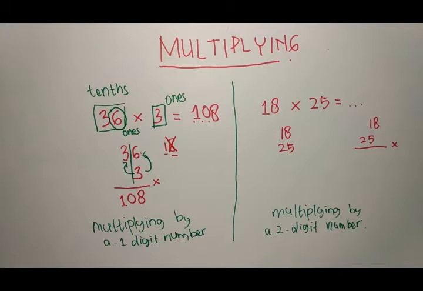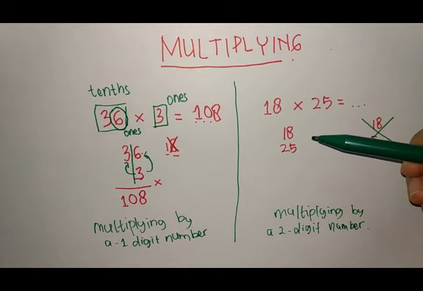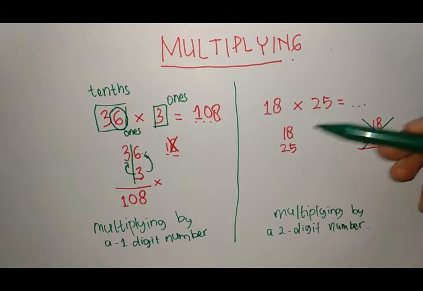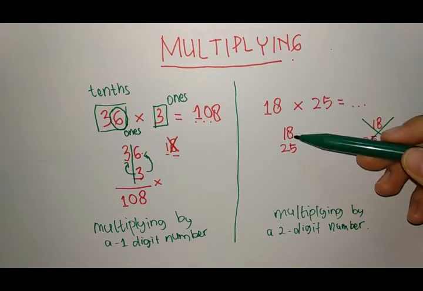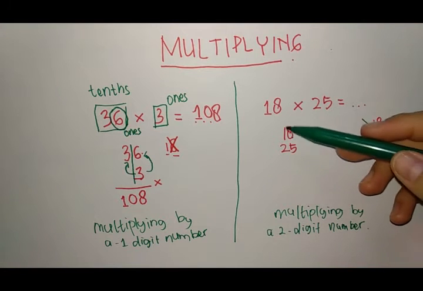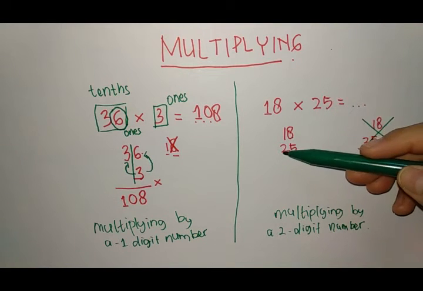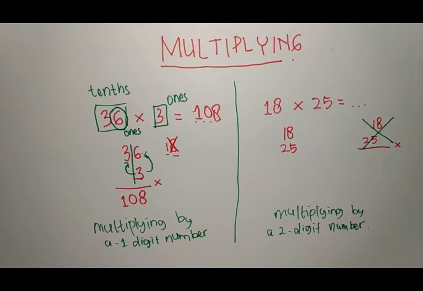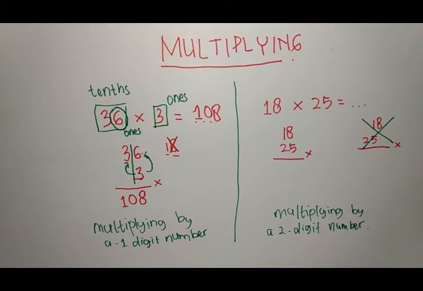Yes, this is incorrect. Why? Because remember the ones, the tens. The ones from 18 is 8, and the ones from 25 is 5. So you have to make it in the same position. And then the tens of 18 is 1, and the tens of 25 is 2. So you have to place 2 under the 1. Okay. So make a line and the symbol, of course, multiply.